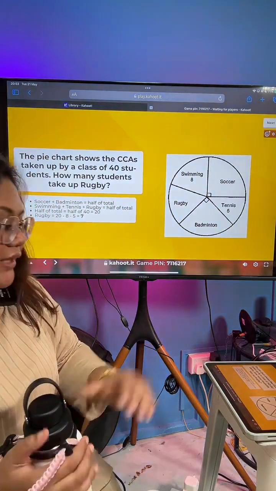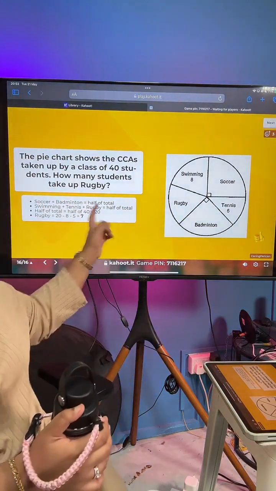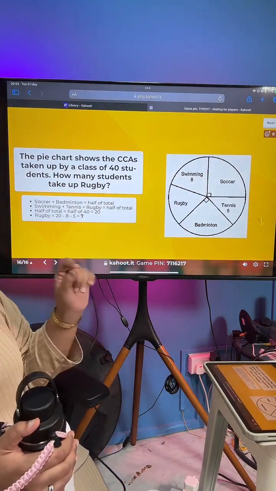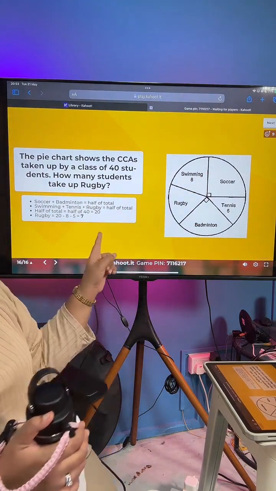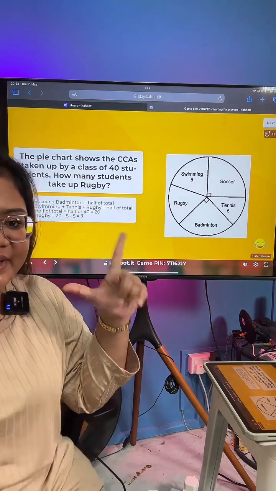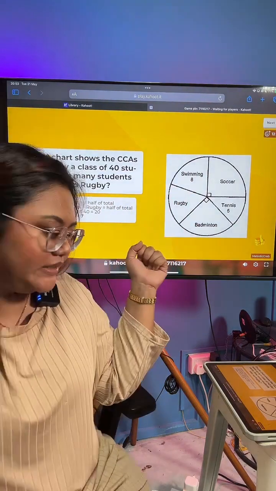Okay, last question already. So again, soccer and badminton made up half. So the rest, swimming, rugby, and tennis also half, which is 20. So rugby will be 20 minus 8 minus 5 to give you 7. Answer is 7. Okay, are we ready to see who is the number one?